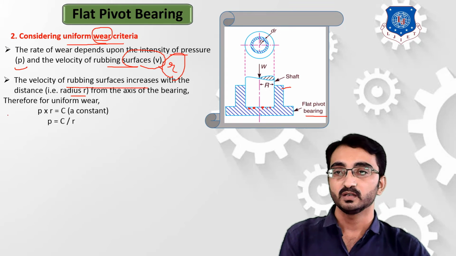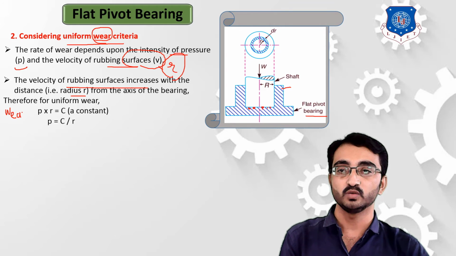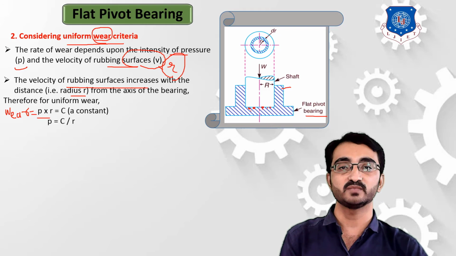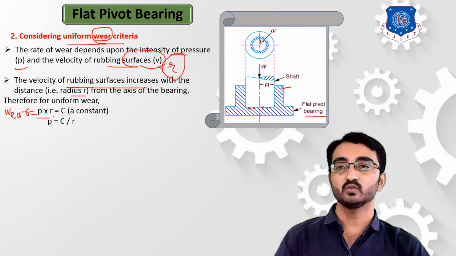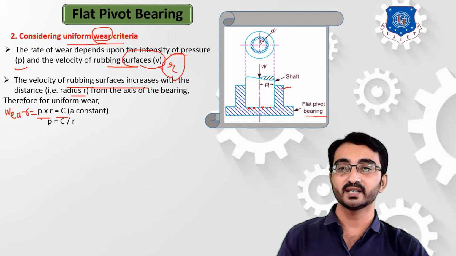So here we can say that the amount of wear, that is the material removed, is totally dependent upon the intensity of pressure and the radius of the shaft. If you consider the uniform wear criteria, then the multiplication of these two terms will become constant. So we can write down that the intensity of pressure is equal to C by R, that is the constant divided by the radius of the shaft.